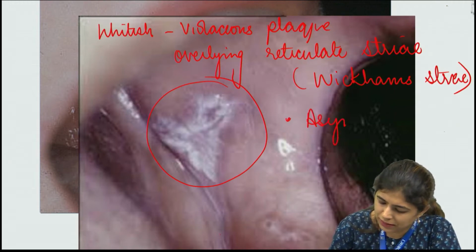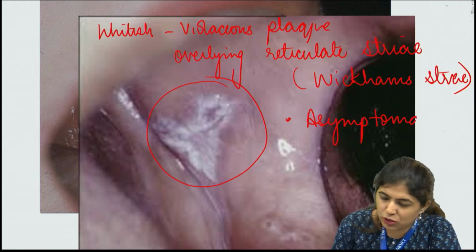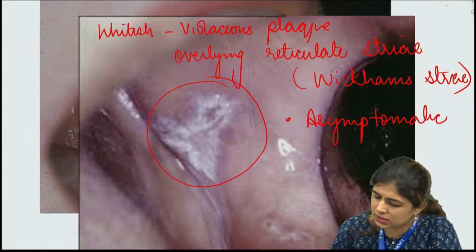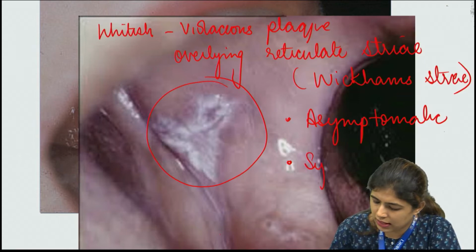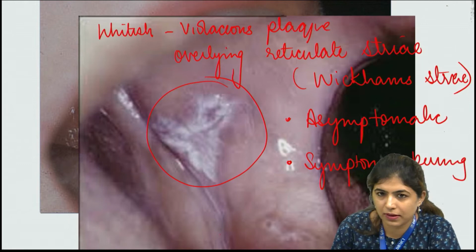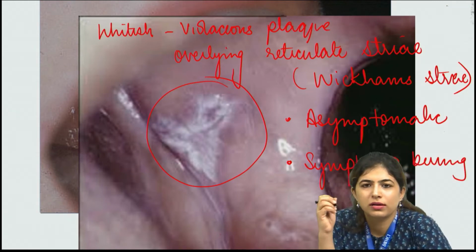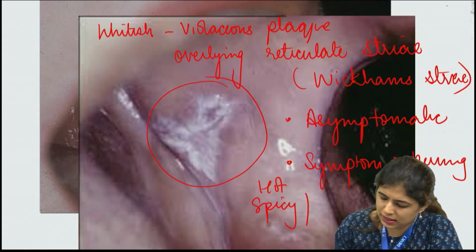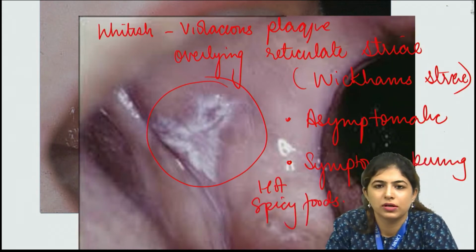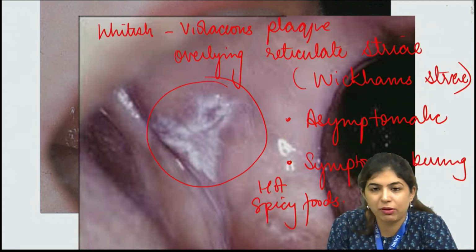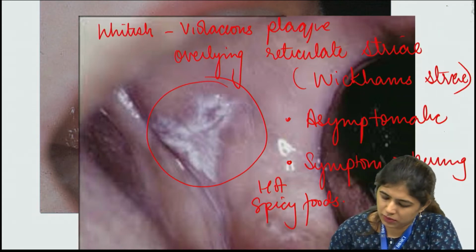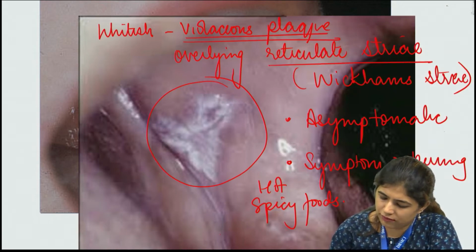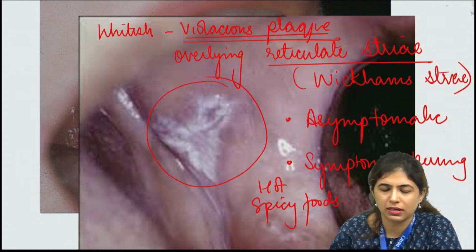These could either be asymptomatic, the patient doesn't know they exist, or there could be symptoms like burning sensation on eating hot, spicy foods. Okay? Clear? Every point here is important. Violaceous plaque, Wickham's stria, symptoms on eating hot, spicy meals.